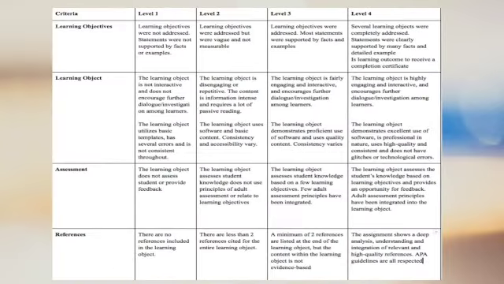Then it was time to create our rubric. We took our learning objectives and created a scale of level 1 to 4 to create our rubric. It looked at our learning objectives, our learning object, assessment, and references. Take this time for a brief overview of our rubric.